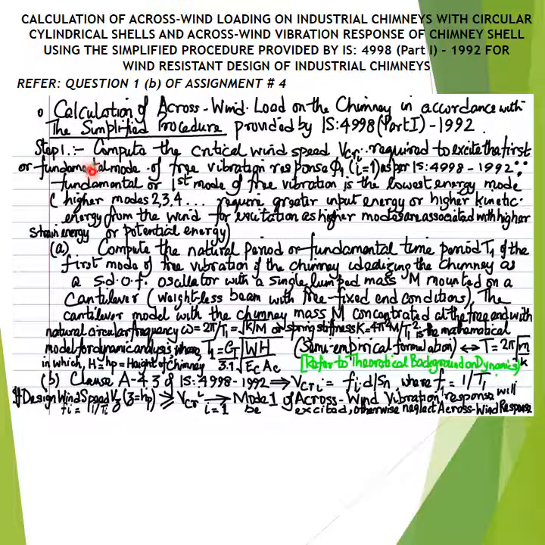and the critical wind speed VCRI for I equal to 1, that is the first mode or the fundamental mode of free vibration response, is therefore required to activate the crosswind response of the industrial chimney structure.